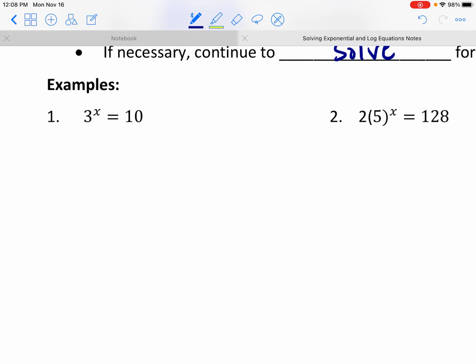Now, I can approximate this. Because I know 3 squared is 9, I know the power I'm looking for is going to be a little bit more than 2 because I'm trying to get to 10 instead of 9. So I know the decimal approximation is going to be a little over 2, but I find that using a log. So rewriting this again is going to be the log base 3 of 10 equals x.